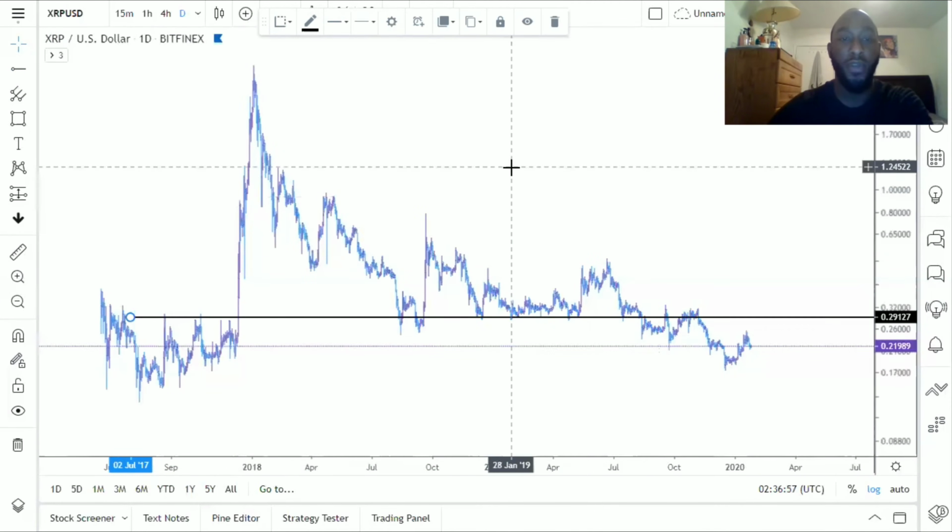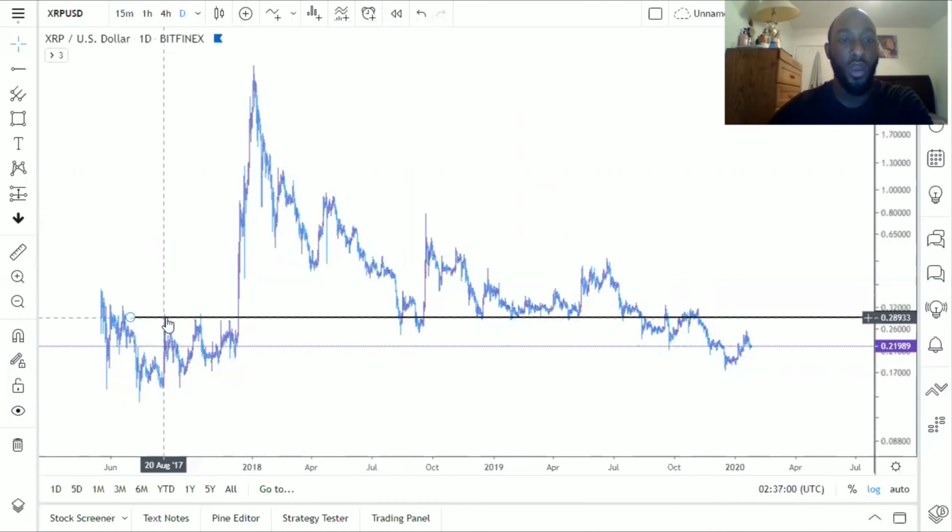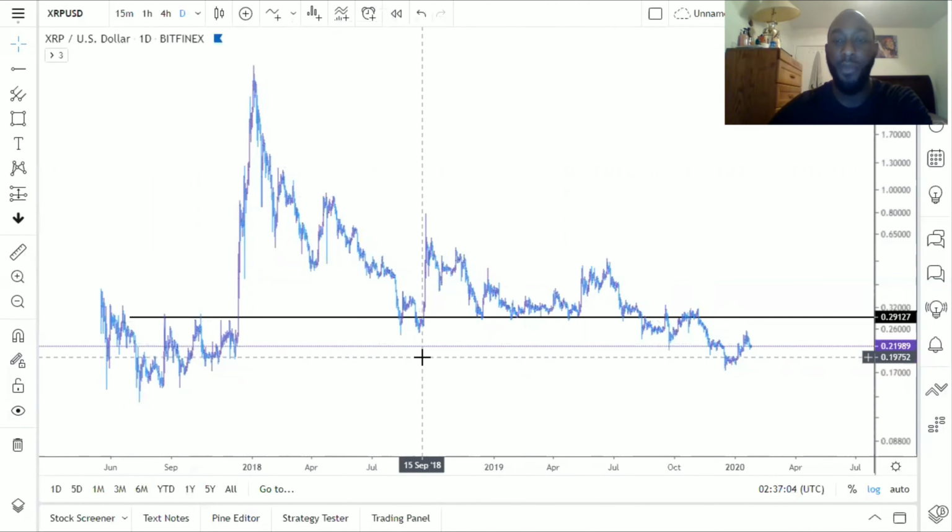So here's a perfect area. You have a touch here, 1, 2, 3, and an almost touch here, which is very close. And I'm going to let you know that support and resistance is not exactly a line, it's a zone.